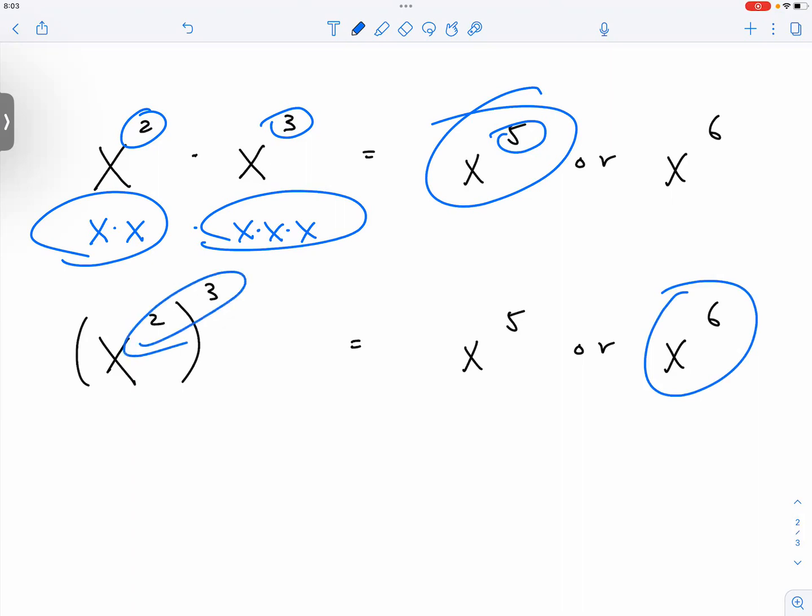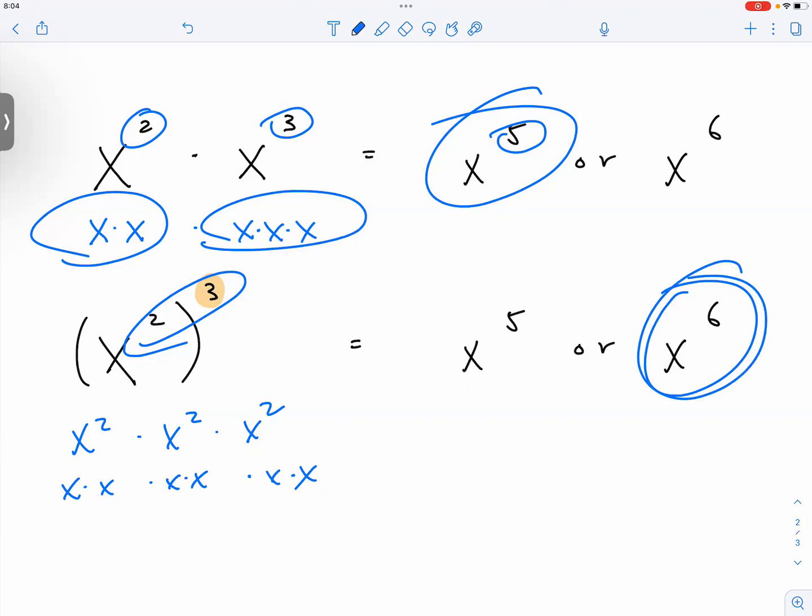Why do we multiply these two exponents together? What's the meaning behind it? Because the meaning of cube is to multiply by itself 3 times. So the other way to write this would be x squared times x squared times x squared, which means that you have a total of 6 of the x's multiplying itself. Therefore, it should be x to the sixth power.